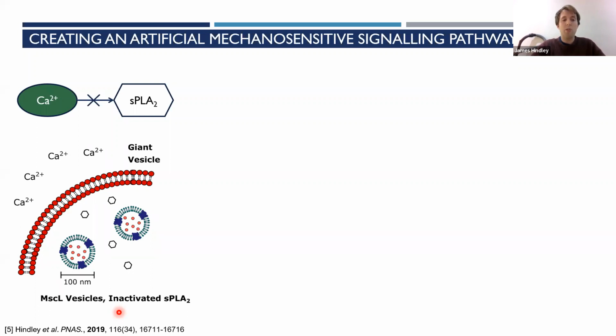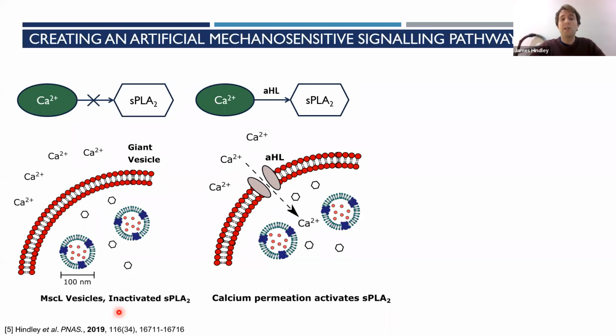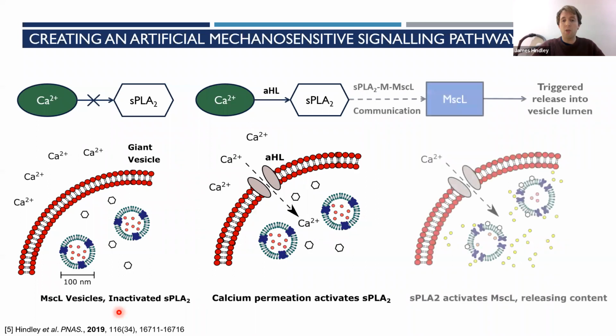So our approach was to co-encapsulate these into a nested system alongside chelators such as EDTA. EDTA will ensure that there's no free calcium in the vesicle, and so we don't have any phospholipase activity. If we then porate the external membrane, we can control the influx of calcium into the synthetic cell. This calcium will then activate the enzyme, which can start to produce single-tailed lipids in the internal compartments. MSCL can sense this, and so we end up with content release into the lumen of the vesicle.